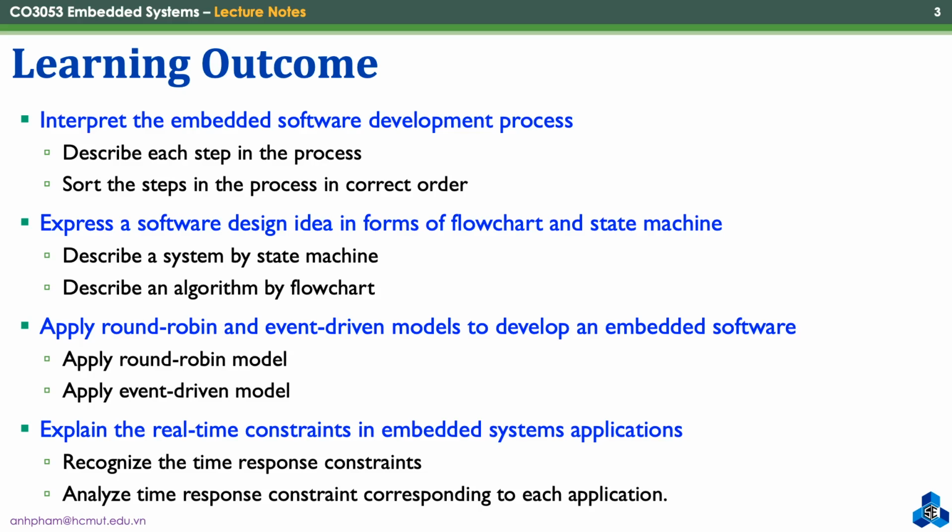The second outcome is the student can express the software design idea in the form of a flowchart and state machine. As you know, the flowchart and state machine are two conventional methods to represent the algorithm and the system. And especially in the embedded system, the state machine is a very useful method to represent the operation of the system.